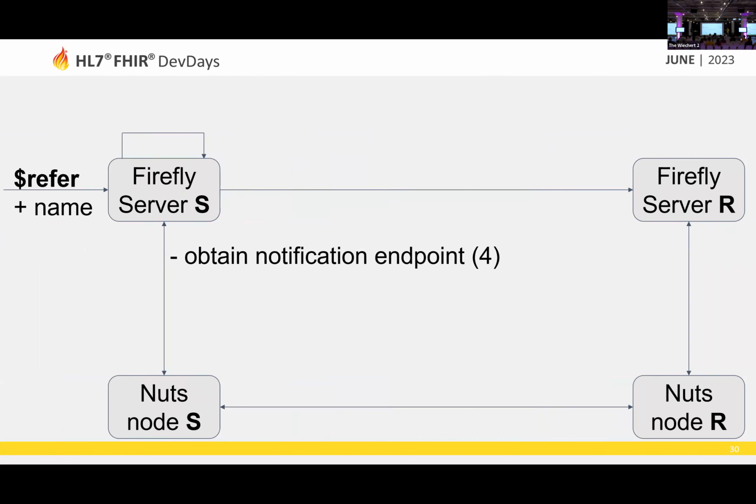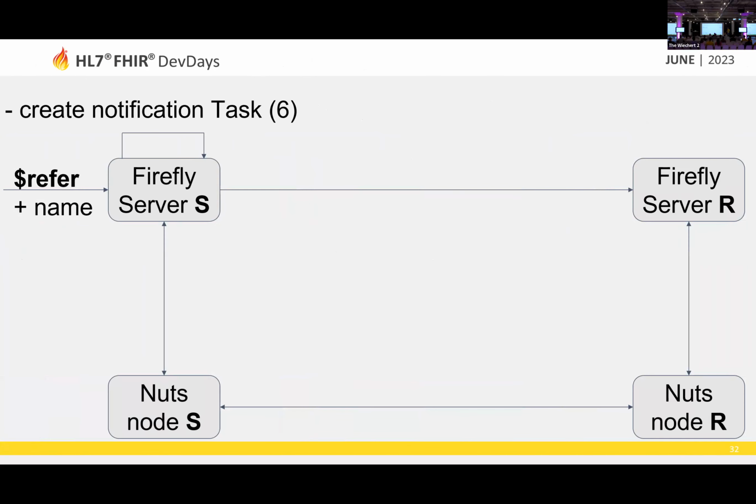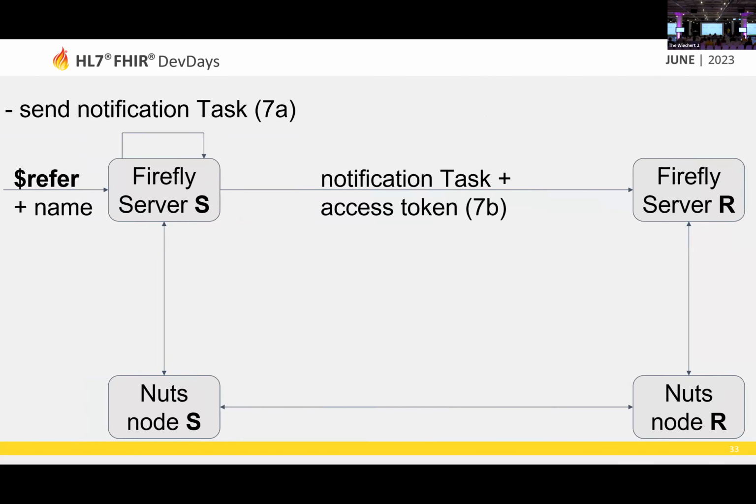Then you obtain the notification endpoint because we're doing a notified pool. So we need to know where we need to send this notification to. That's also being requested from the NUTS node because the notification endpoint is listed in the DID document. Then you obtain an access token. That's one of the other nice features of a NUTS node. It can also function as an authorization server. So you ask it for an access token. And then you create this notification task. And of course, the last step is sending over the notification task with the access token.